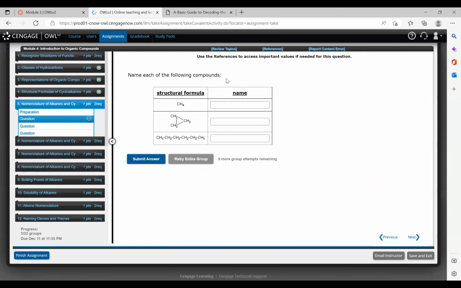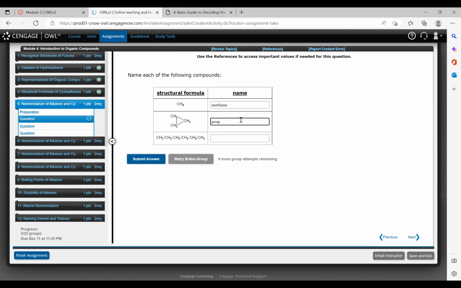Okay, so what we're going to do here is we are just going to name each of the following compounds. Here we have CH4. We only have 1 carbon. And again, it's going to be all single bonds. So 1 carbon would be meth. And because it's all single bonds, we end with ane. So this is methane.